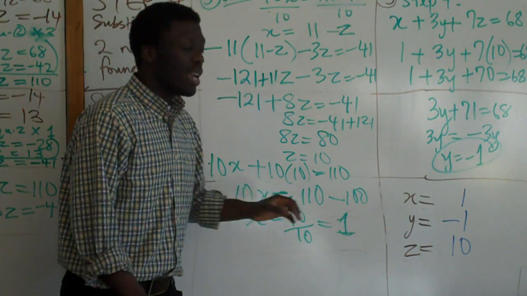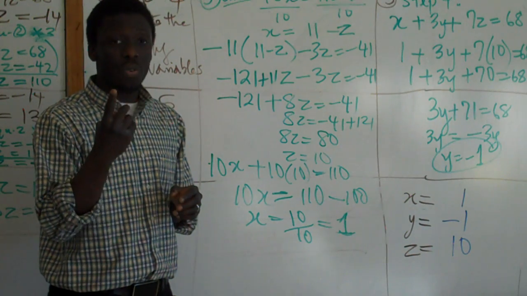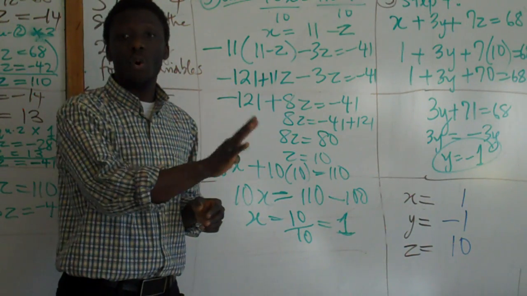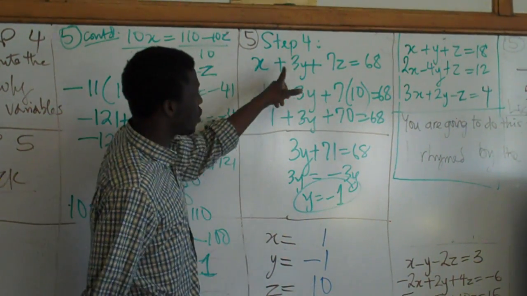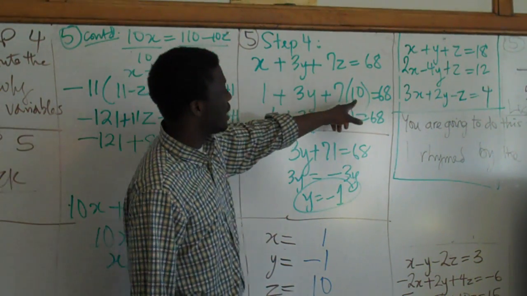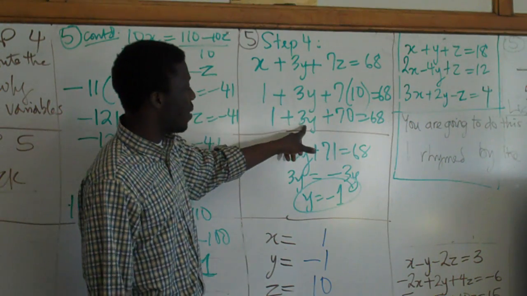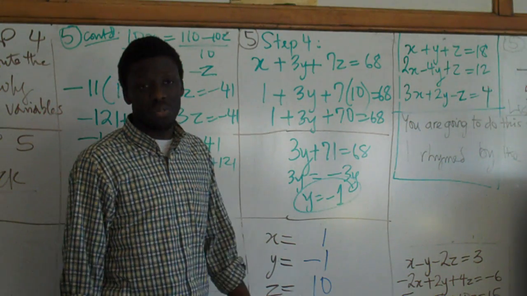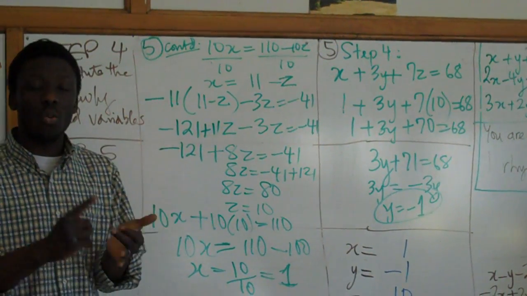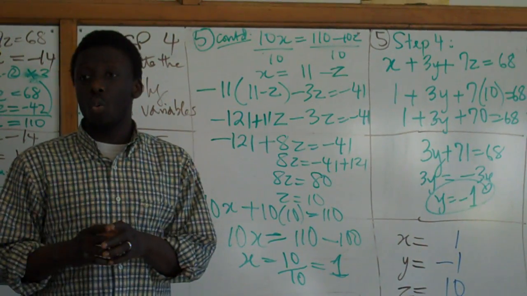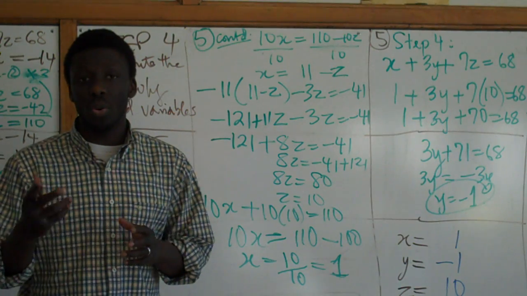We take that and we use the value we found for x and z in step 4. We plug that into one of our equations. Notice that we just substituted 1 for x and 10 for z. And all we have to do now is to solve for y. Y was negative 1. Step 5 is simply substitute your x, your y, and your z. Make sure that they all work. And you know that you've solved your system of equations.